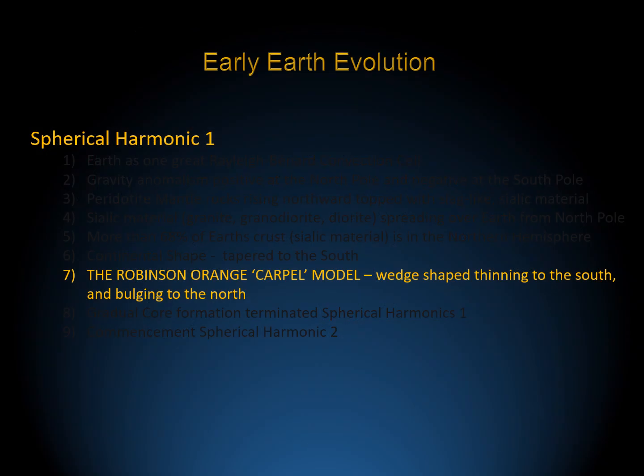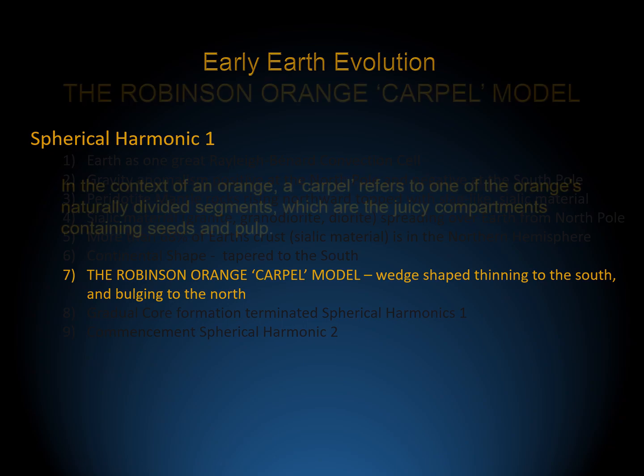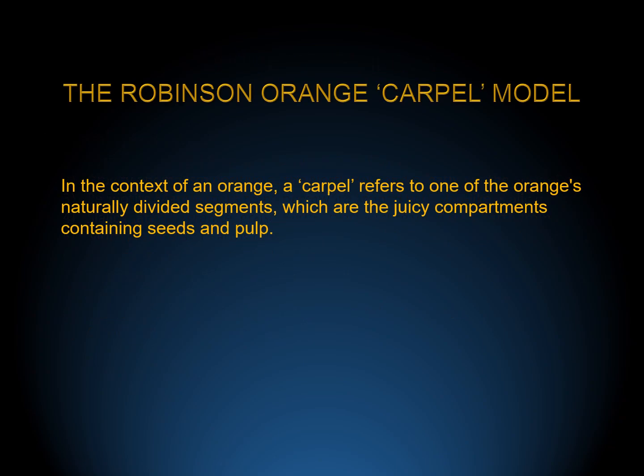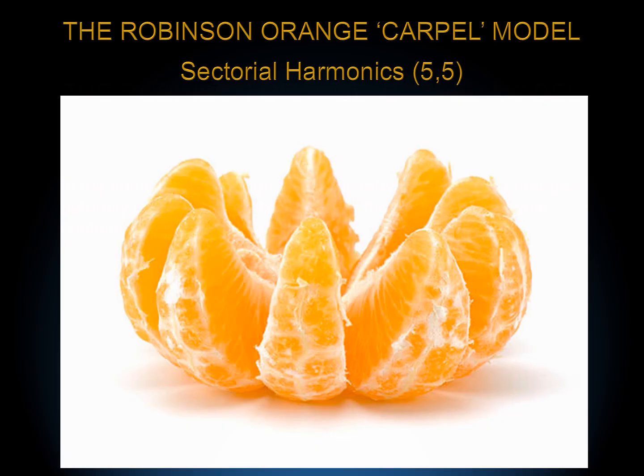Number 7, the Robinson Orange Carpel model. Introducing the Robinson Orange Carpel model. In the context of an orange, a carpel refers to one of the orange's naturally divided segments, which are the juicy compartments containing seeds and pulp. Here is the Robinson Orange Carpel model at sectorial harmonics 5, 5.